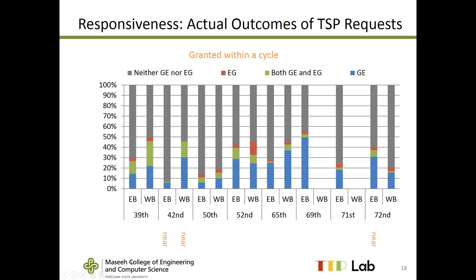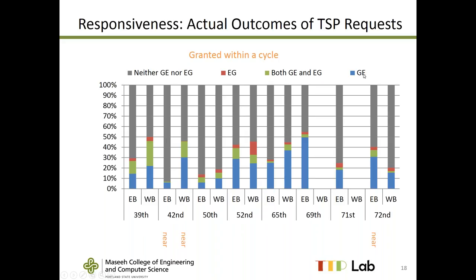Again, here we have intersections at the bottom, 39th to 72nd, and then we have four options. Either within a cycle, the system did not grant a green extension or early green. That's in the darker gray color, and we see that tends to be most of the time: the system was not granting a phase, even though the bus was requesting one. Early green is in red. We see that there are some early greens, and for example, at some intersections like 52nd westbound, we see the highest percentage of early green phases.